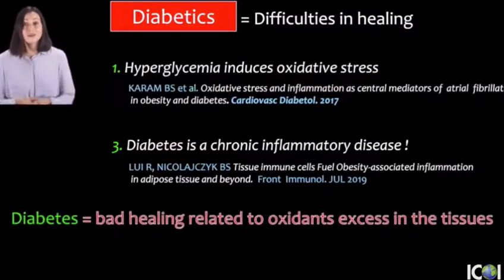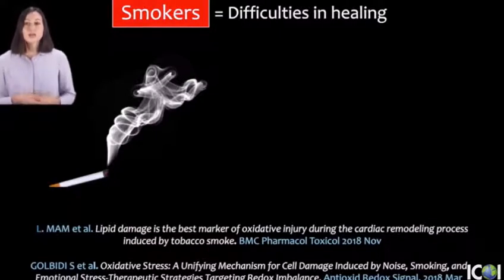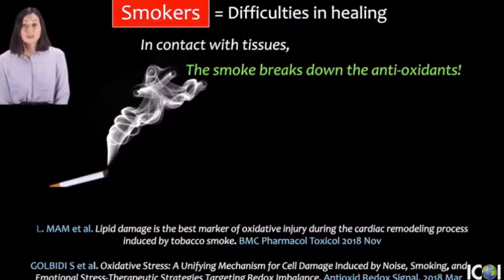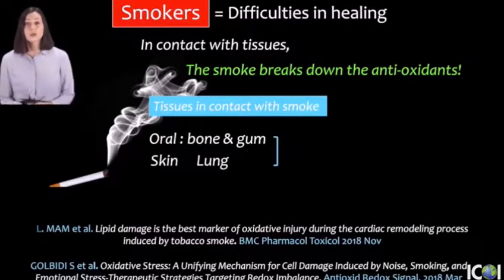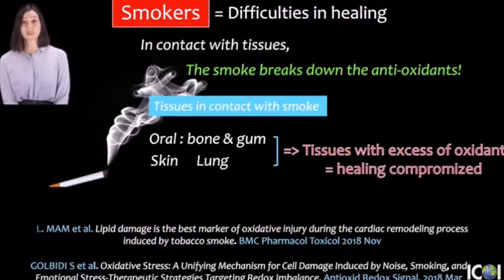Diabetics have bad healing because they have too many oxidants in the tissue. The smokers also. From a surgeon's point of view, the problem is not the tobacco. It's not a vascular disease. It's actually the smoke, which, when in contact with tissue, will break down the antioxidant. And which tissue? The smoke enters the oral cavity, bone and gum, the skin and the lungs. And those tissues will have an excess of oxidant and thus a compromised healing.